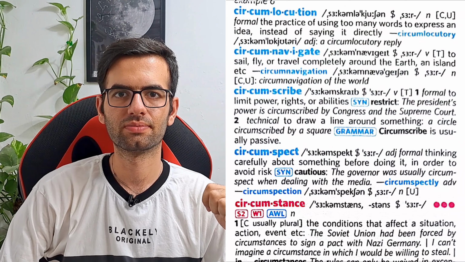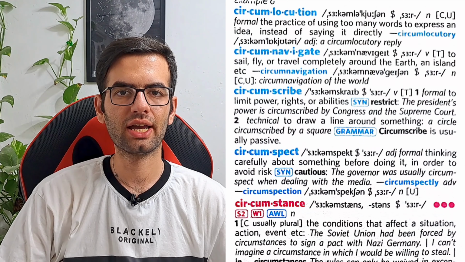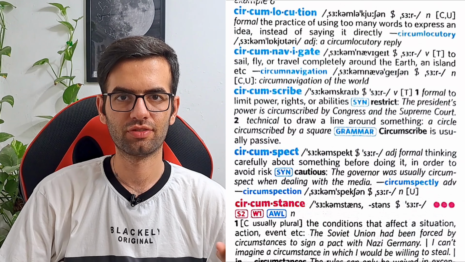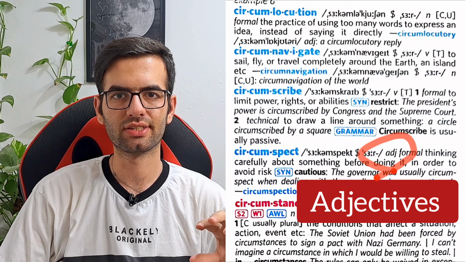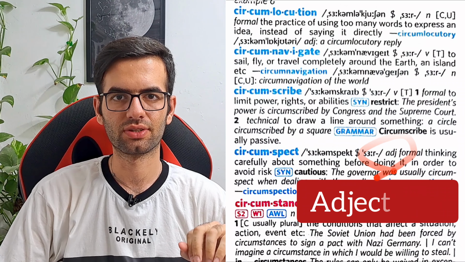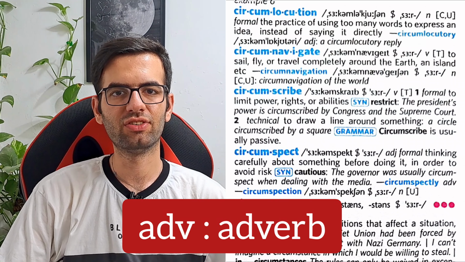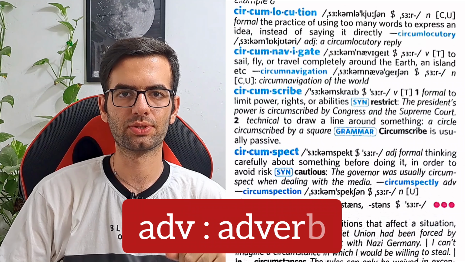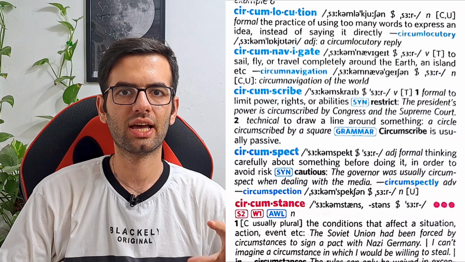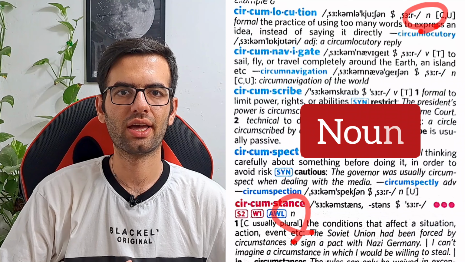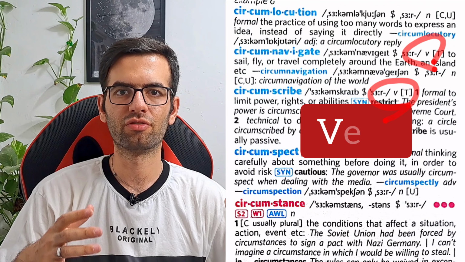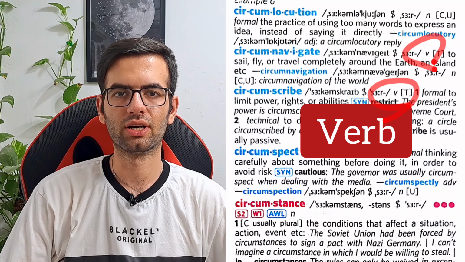We have different kinds of abbreviations. For example, ADJ stands for adjective. ADV or ADVB can stand for adverb. N can stand for noun, V for verb, etc.